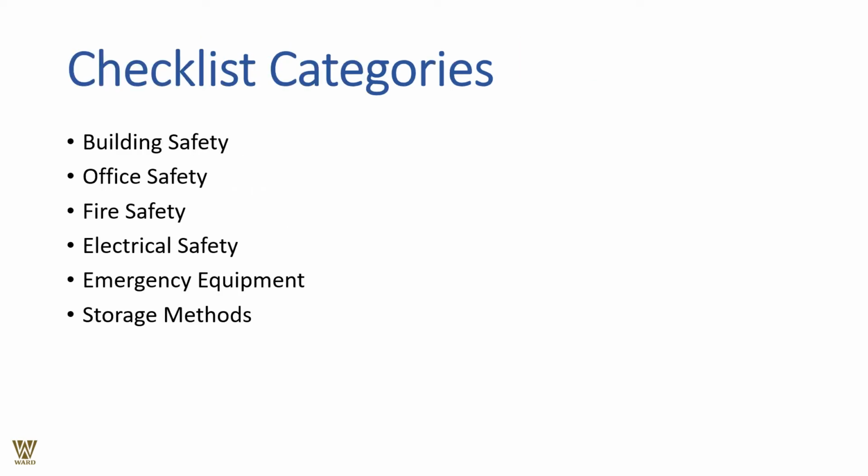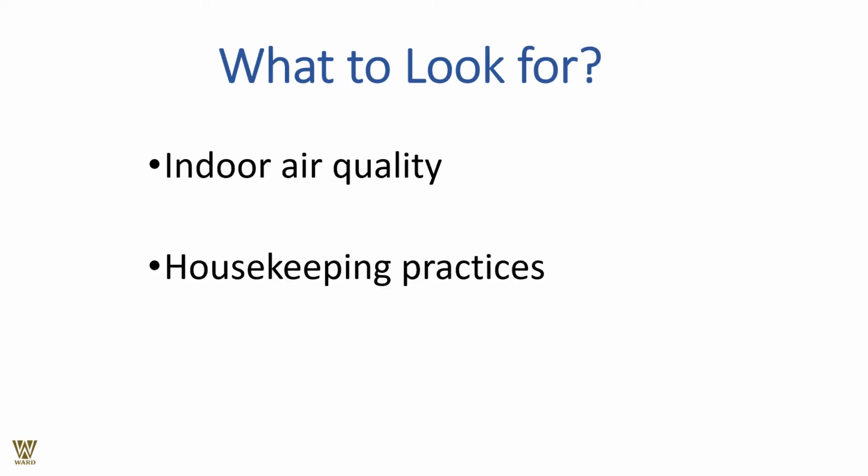Now, let us understand the checklist categories. We are talking about building safety, office safety, and fire safety. Yes, we are also interested in electrical safety, emergency equipment, and storage methods. If you have specialized areas which are hazardous or high risk, add them to your checklist, if they are not included already. These are hazard areas which you should inspect in each building, in each area, as per the audit or the manual that is prescribed. So let us understand what to look for.